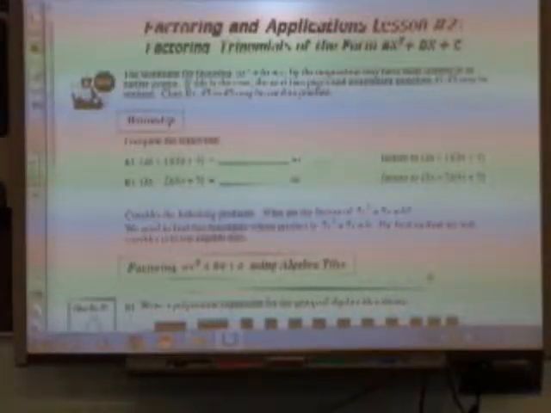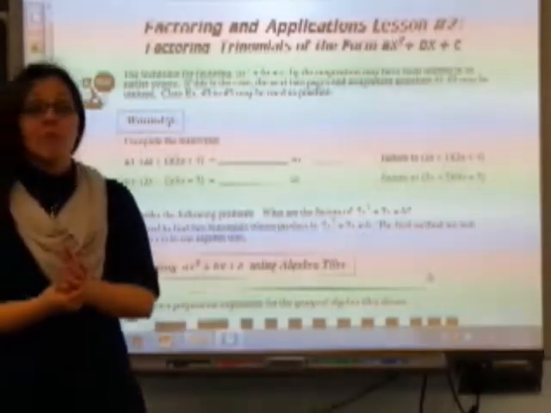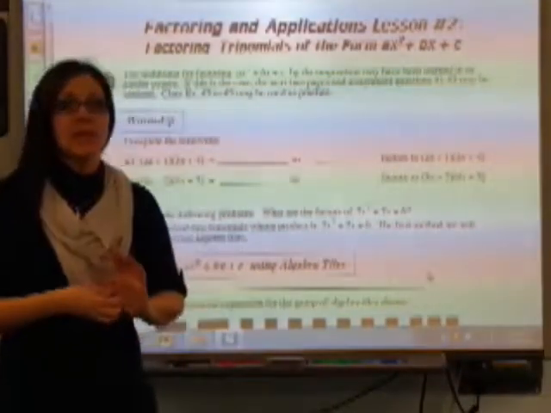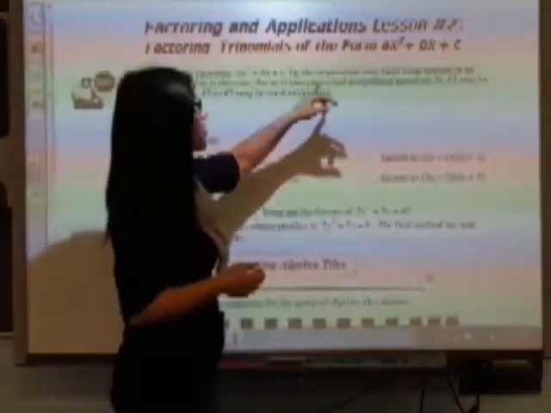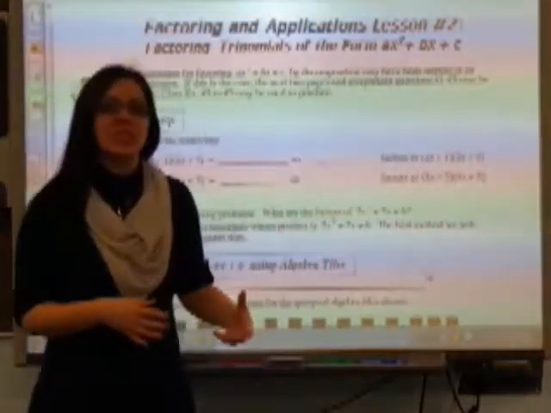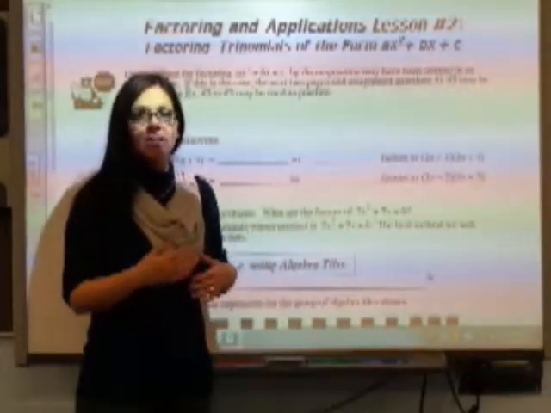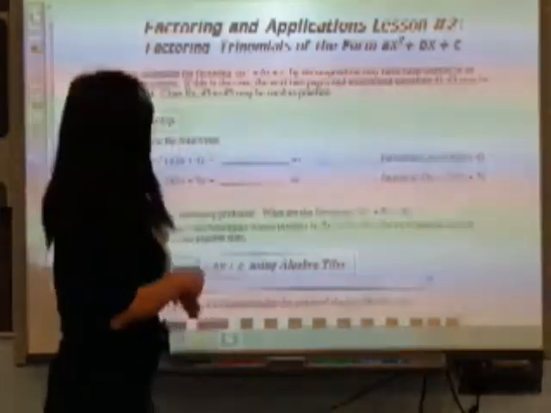Lesson number 2 in the Factoring and Applications chapter looks at factoring trinomials of the form ax squared plus bx plus c. So it answers the question, how do you factor when you have a number in front of the x squared? And you can't remove it as a GCF, because that's what we did in the last lesson. We removed that factor from each term.